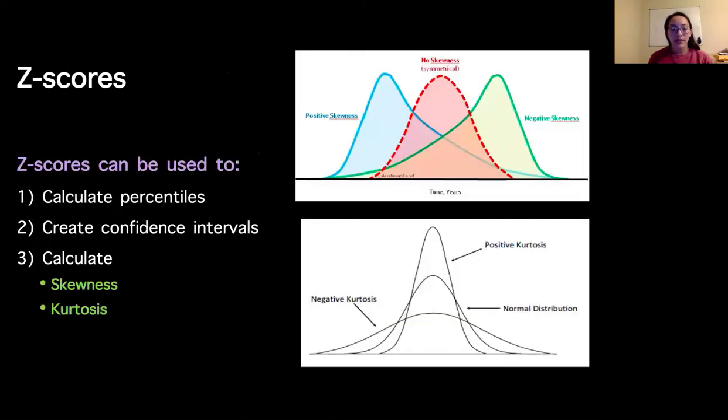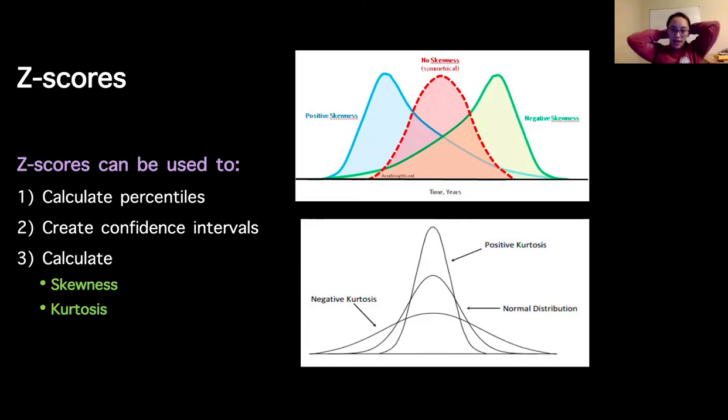Z-scores can be used for other reasons. One, we can use them to calculate percentiles, because we're looking at an area under the curve. We can also use them to create confidence intervals, which we'll talk about 3 weeks from now. The last thing, one of the big calculations you really need to know how to do, is calculating skewness and kurtosis. For some reason, it blows over almost everyone's head every semester, so I'm going to try my best to make it make sense.